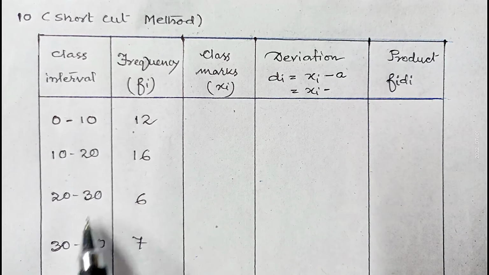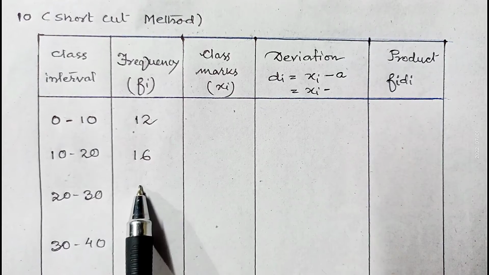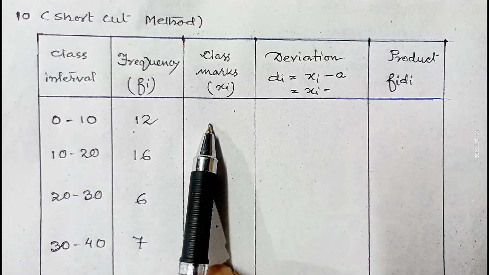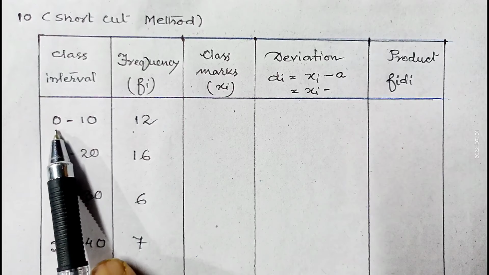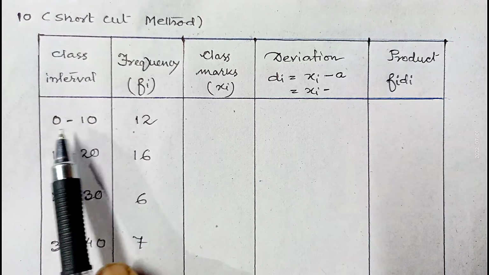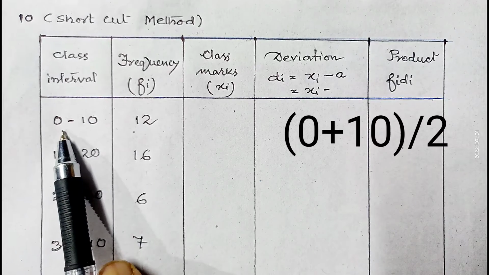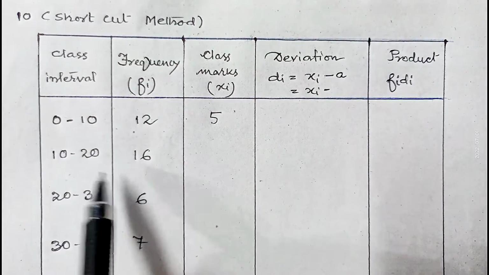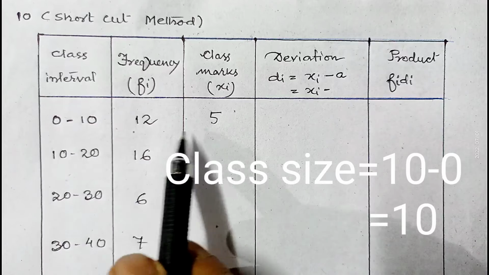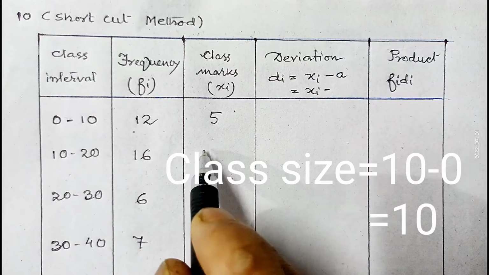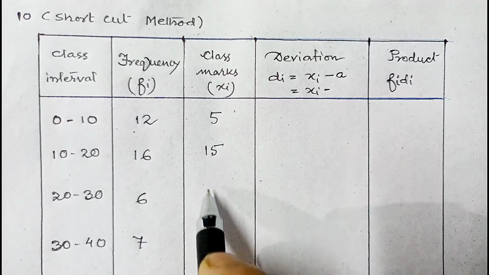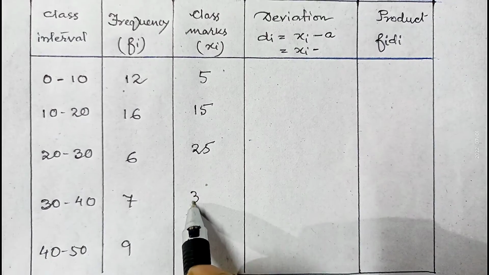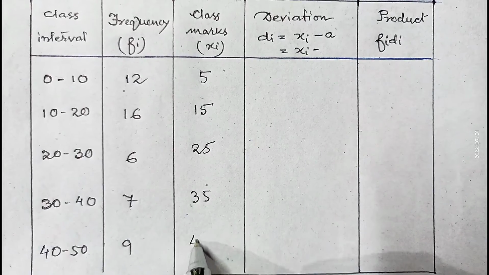Here class intervals are given, frequencies are given, these are given in the question. We have to find the class mark. Just like direct method, we are going to calculate class mark. Here lower limit is 0, upper limit is 10, 0 plus 10, 10, 10 divided by 2, it will be 5, so here you write 5. Now here class size is 10, so keep on adding 10, 5 plus 10, it will give 15, 15 plus 10, it will give 25, 25 plus 10, it will give 35, and 35 plus 10, it will give 45.